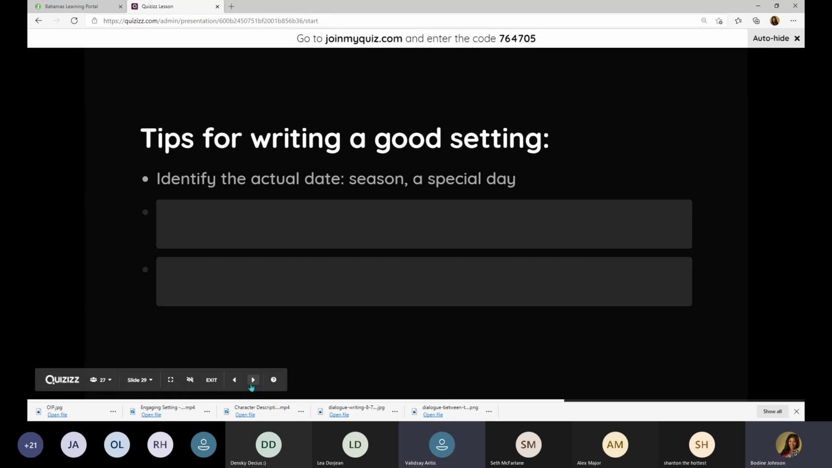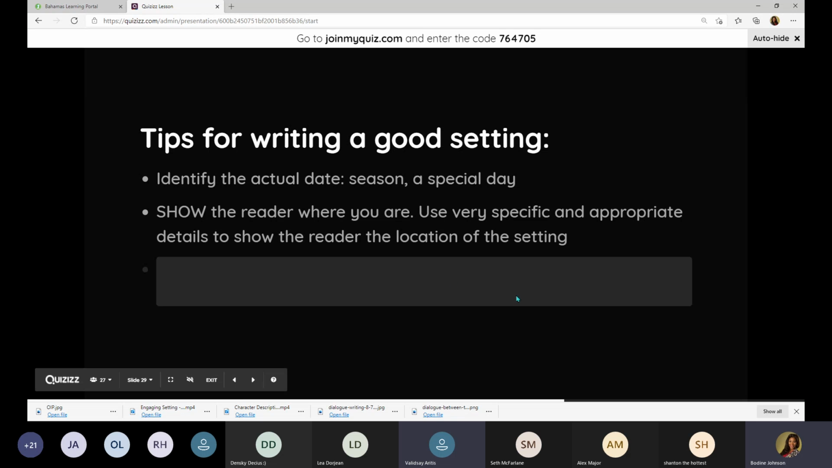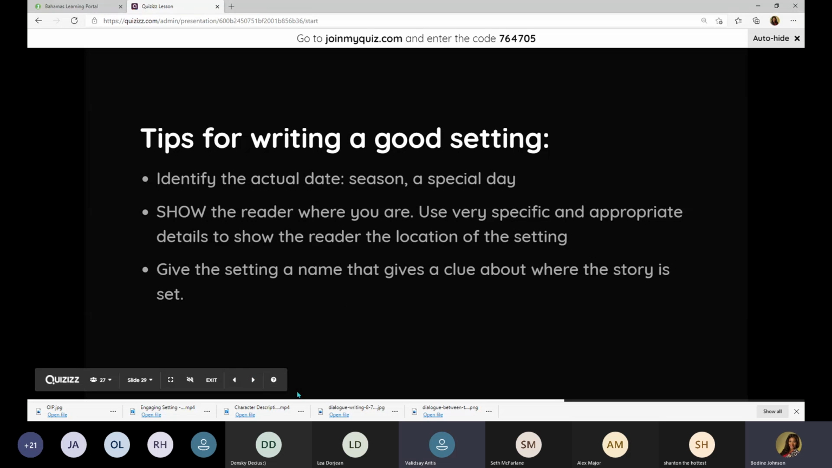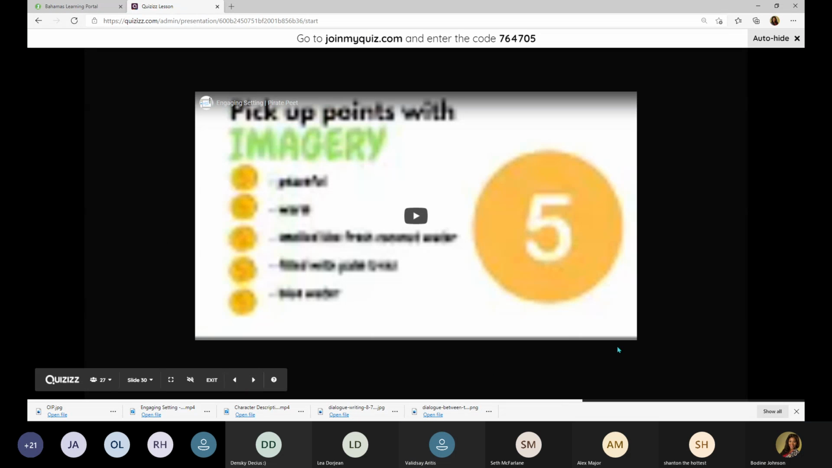Then you need to show the reader where you are. You can use very specific and appropriate details to show the reader the location of the setting. And finally, you need to give the setting a name that gives a clue about where the story is set. So sometimes we would say Bay Street, you know? Other times we would say it's someplace else. Give it a name. So we are going to continue. Watch this. Everybody, click the video on your device so that you can watch the video.